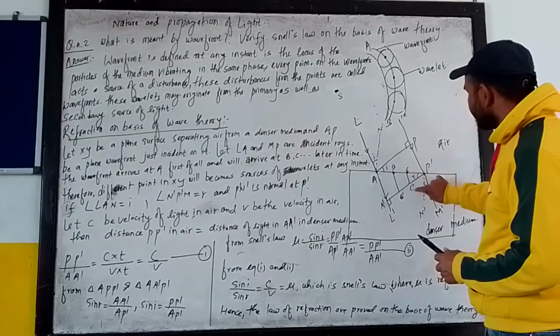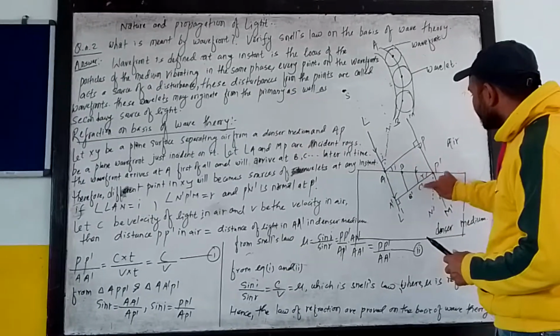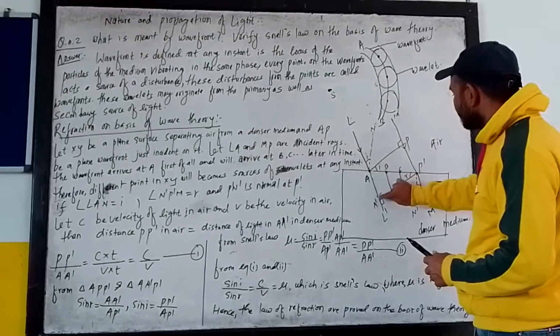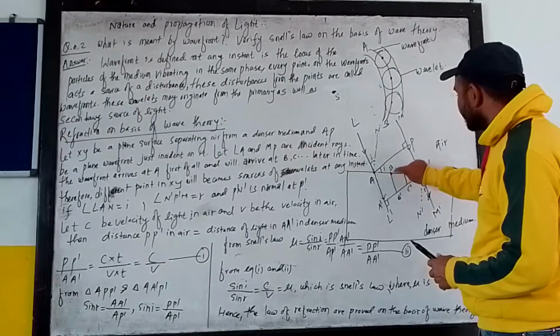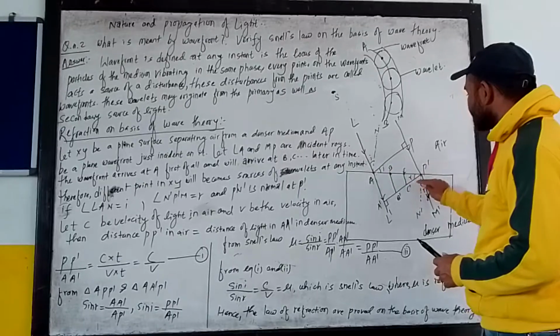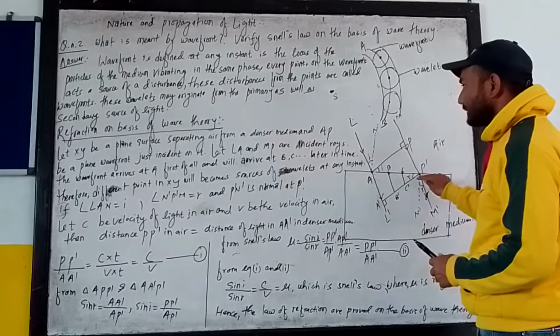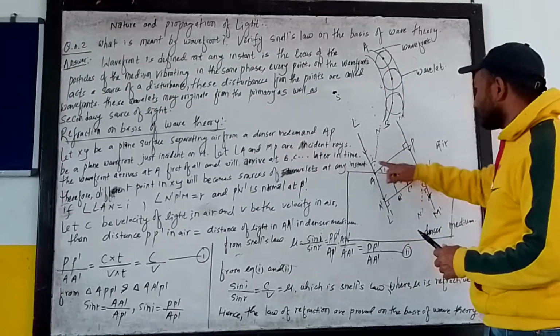A'B', B'C', C'C means here is also one wavelet, here is also one wavelet. This means when they spread out the disturbance, you can see wavelets here.